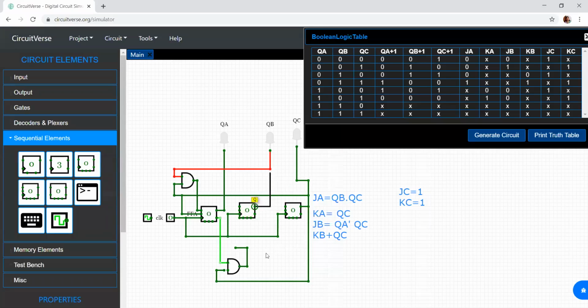This is QB. Now what is the thing we are discussing? We had to give the input J. So JB is equal to QA bar. This is the A flip-flop, so this is QA bar, and this is QC. Perfect. So this should go to J. Gone.